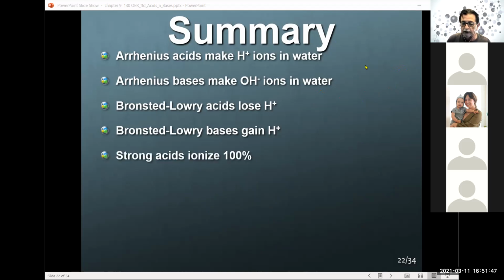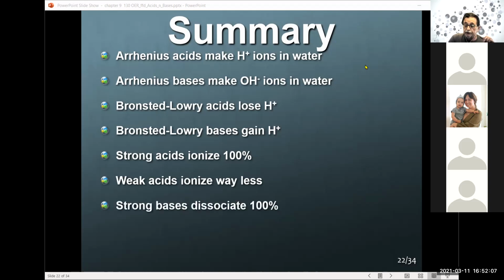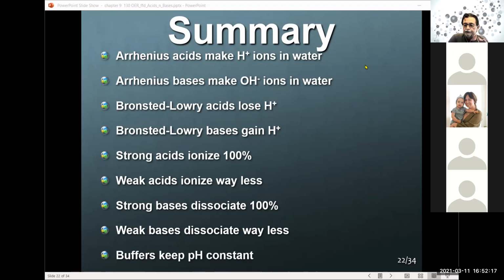Strong acids ionize 100%. Dissociation is the process of separating to form ions. So they become ionized 100% or approximately 100%. Weak acids ionize much less. Strong bases dissociate 100% like the acids, and obviously the weak bases dissociate much less. Okay. And buffers, their sole function is to maintain a pH value, whatever that pH value may be.